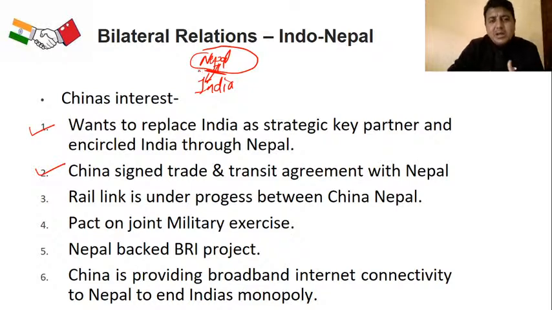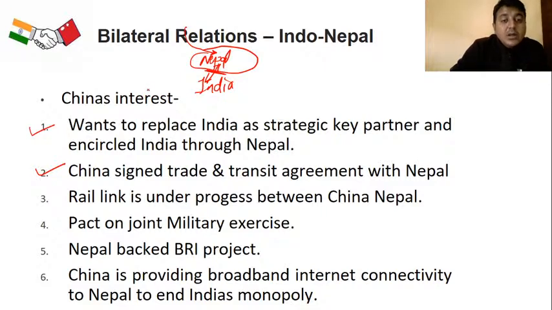Just imagine in India when the lockdown was declared, how people were stuck and what problems they faced. Nepal faced the same type of problem, and this provided the opportunity for China to enter Nepal, and they grabbed it by signing a trade and transit agreement with Nepal. That is the second reason.